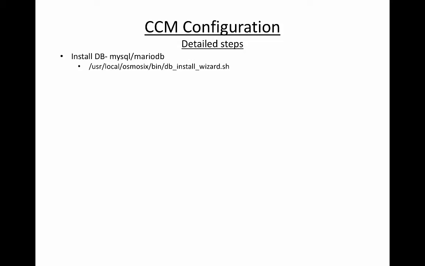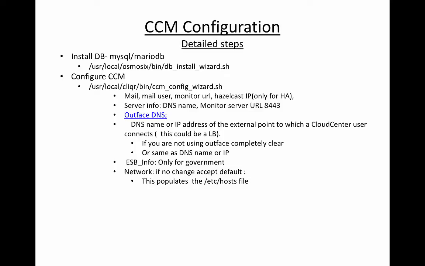So again, first the scripts are provided. Just install the DB. Then they configure the CCM part, which is again the wizard, and this is the information we need to provide. So the server info is self-explanatory. The only thing, the outface DNS, you could point to the external interface where the users can come in, and the other one you could use for the infrastructure, or there could be a load balancer. It's like any other VM.